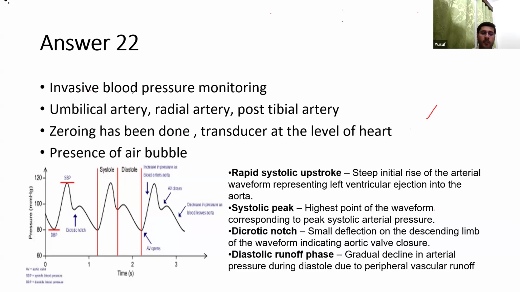And what is the most common? Sometimes you will have abnormal readings or you will have dampening of your waveforms. The important thing is to ensure that there is no air bubble in your line circuit. And then this is the common waveform which you see. There is a rapid systolic upstroke, then there is a systolic peak, then there is a dicrotic notch, and then there is a diastolic runoff phase. So this dicrotic notch is suggestive of the point where the aortic valve actually closes. Closes. Okay.